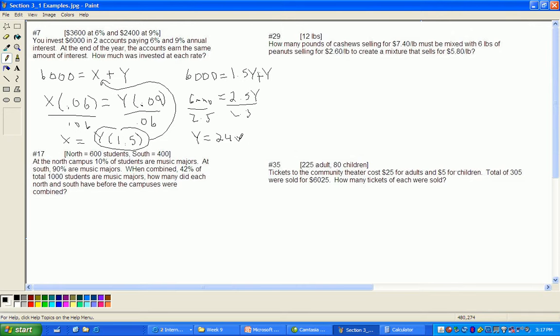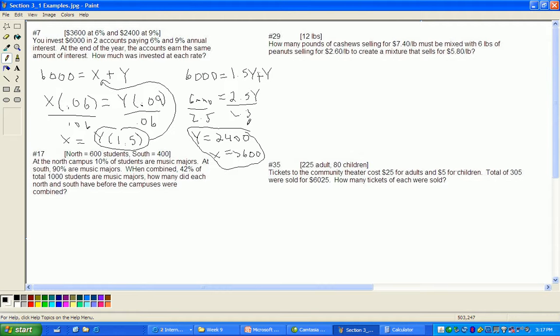Now, if we want to solve for X, all we have to do is plug 2,400 into this equation, and that gives us X is equal to 3,600. And again, there's no trick. Many of you are asking for tricks on how to do this. The only trick I can tell you is you've got to practice. It takes a lot of practice and getting things wrong, and no one expects you to get these right the first time, because they're different types of problems than you've done before.